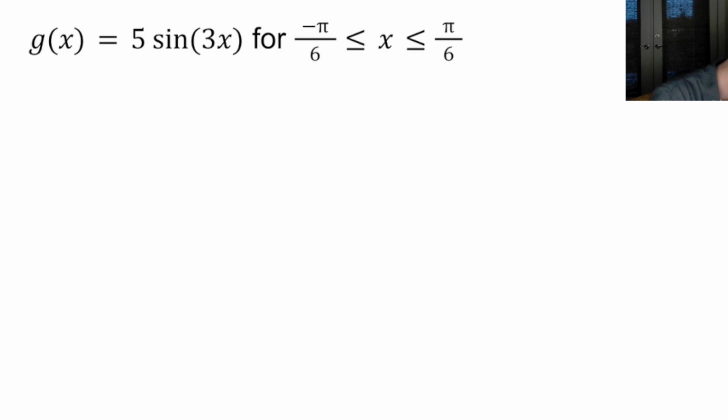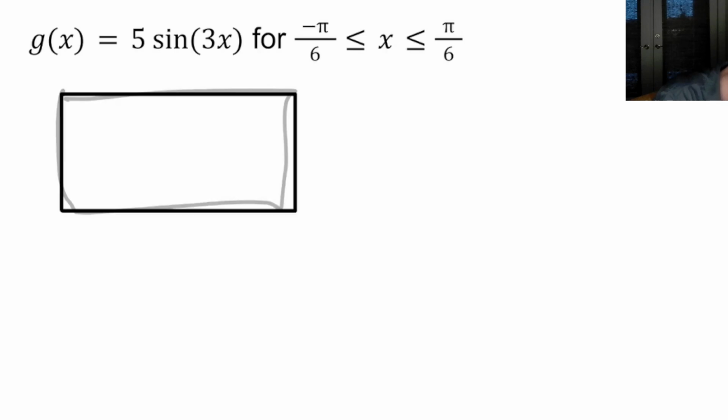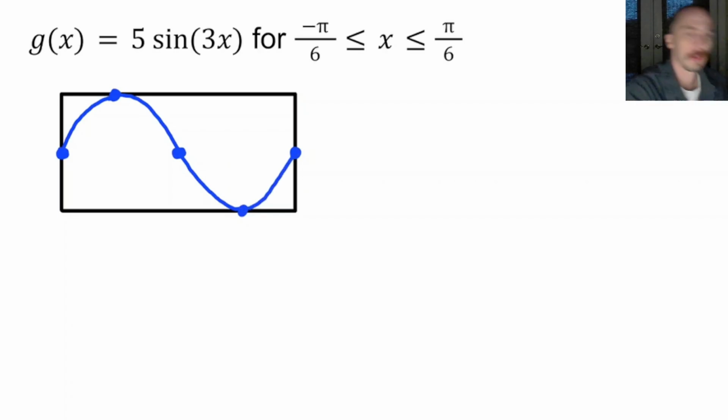All right, now the next one here is 5 sine of 3x for x running from -π/6 to π/6. All right, so I'm going to give a quick sketch of this thing. Sine starts in the middle, and then goes up, but I like to kind of map it out this way. That looks like it's going to be good enough. Okay, there we go. So 5 sine of 3x, okay, no phase shift.